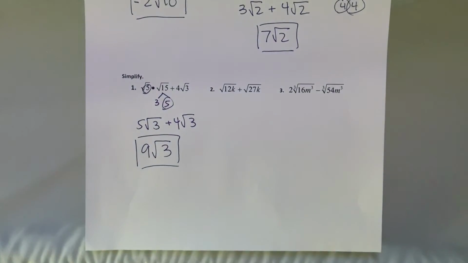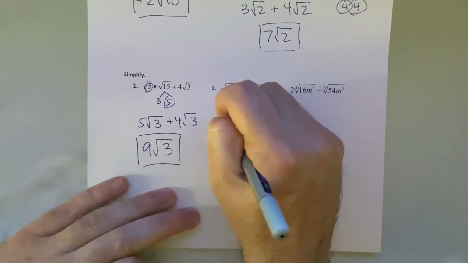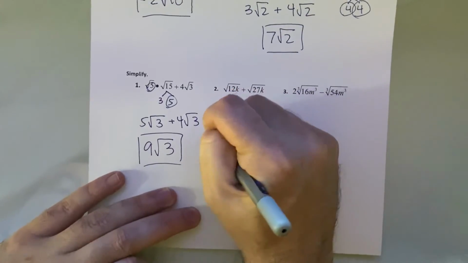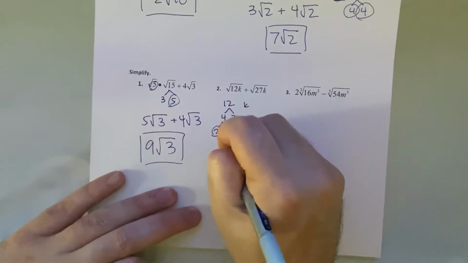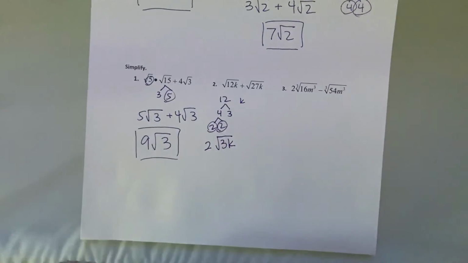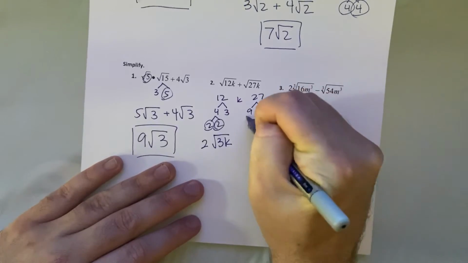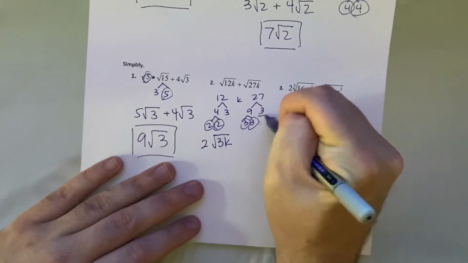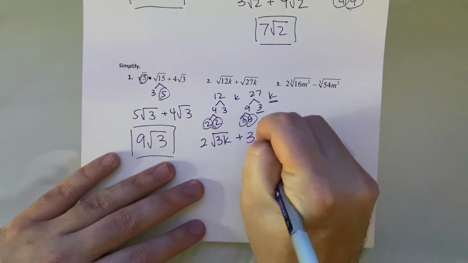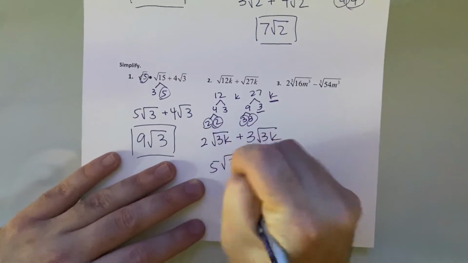If you have variables underneath, it can still work the same way. Let's break down the number. On the numbers in front, 12 is 4 times 3. K doesn't have a pair, so it's by itself, but 4 is 2 times 2. A 2 gets out. 2 times the square root of 3k, because the k doesn't have a pair, but if the k had a pair, it could get out. For 27, it's 9 times 3, which is 3 times 3, so we have a pair of 3's. And again, the 3 and the k have to stay. So this is 2 square roots of 3k plus 3 square roots of 3k. Again, you add the coefficients. This is 5 square roots of 3k.